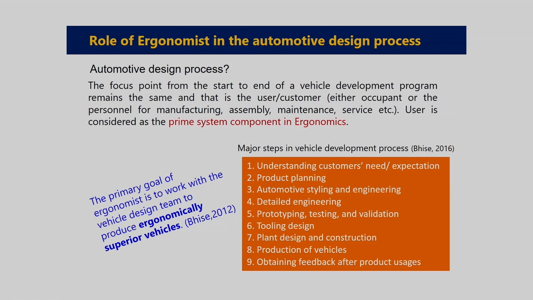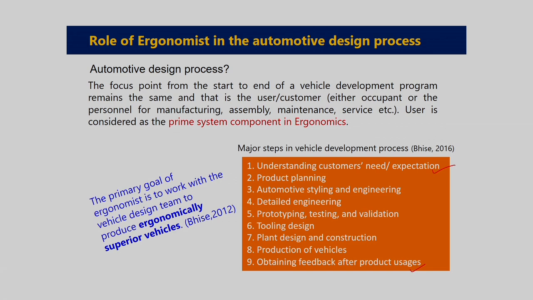Now, the automotive design process. The focus point from the start to the end of any automotive design process is the human being, meaning the user or customer. Who are those users or customers? Already mentioned, these users are occupants or personnel involved in manufacturing, assembly, maintenance, and service. So, they are the key point. The focus of ergonomics always starts with the human being, the user or customer, and the whole automotive process also ends with obtaining feedback from the user or customer. So, the starting point, understanding the customer needs and expectations, is with the human being, and it also ends with obtaining feedback after product usage. So, this also comes from the human, the user and customer.